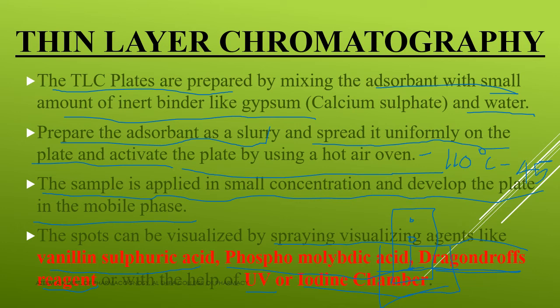Now the spots can sometimes be visualized with the naked eye, but often they cannot be visualized clearly that way. In that case you can visualize the spots by spraying visualizing agents like vanillin sulfuric acid, phosphomolybdic acid, Dragendorff's reagent, etc., or with the help of a UV chamber or an iodine chamber.